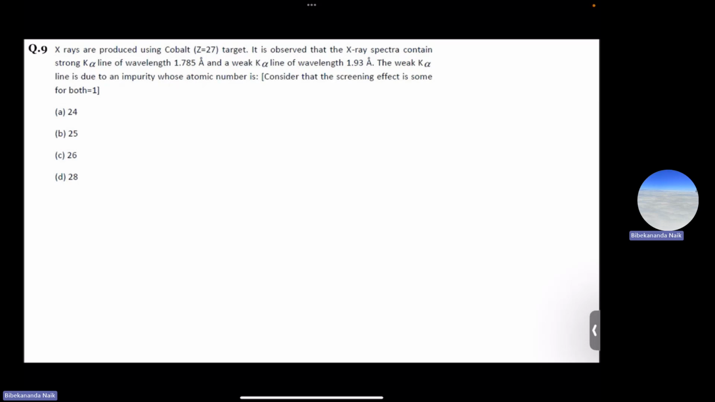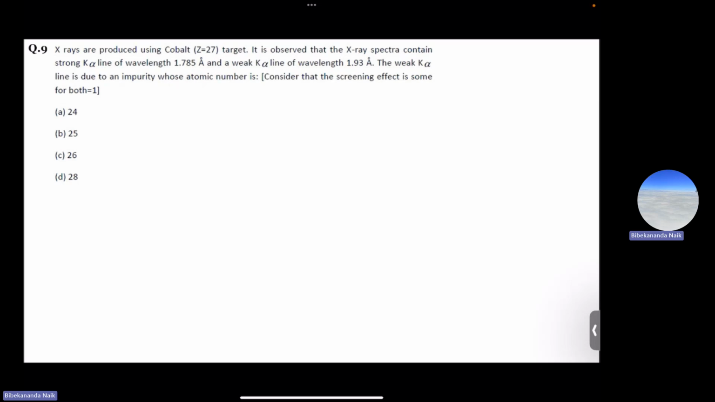So the question says the strong K alpha line corresponds to wavelength 1.785 Angstrom, and the weak K alpha line corresponds to wavelength 1.93 Angstrom. If the sample is pure, then only the 1.785 Angstrom line will come, but since the impurity is present, the impurity corresponds to 1.93 Angstrom. Also we have to consider that the screening effect is the same for both cases.